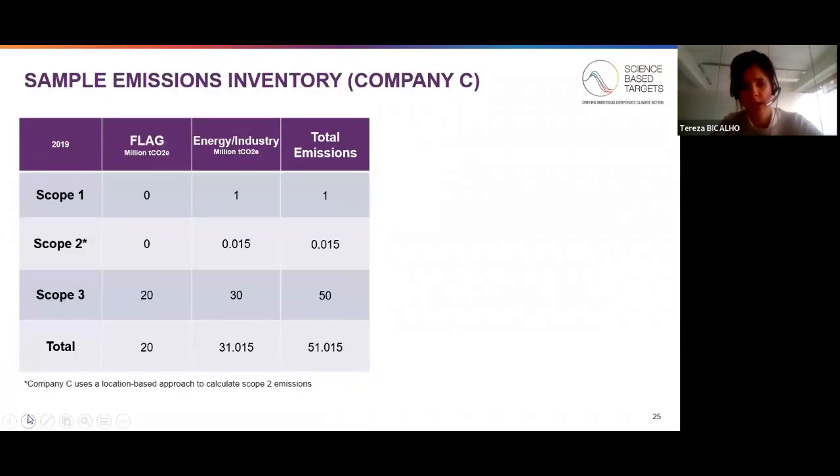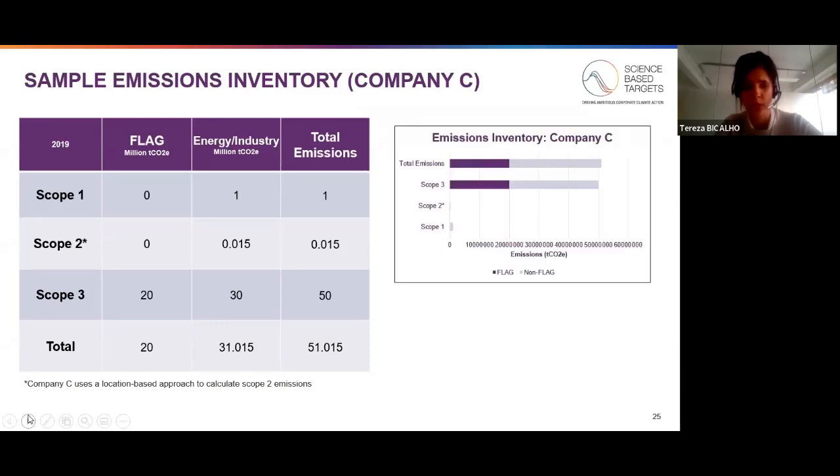As we see in this table, most of the company C emissions are in scope 3. So these emissions are not associated with activities directly controlled by the company, but are linked to activities in the company's value chain. The company has 20 million tons of FLAG emissions in scope 3, and then separately we see another 30 million tons of non-FLAG emissions, also in scope 3. The company has still a small share of non-FLAG emissions in scope 1 and a small share of emissions in scope 2 as well.